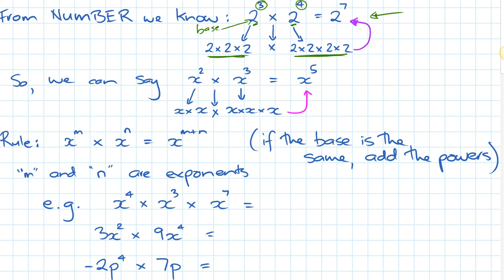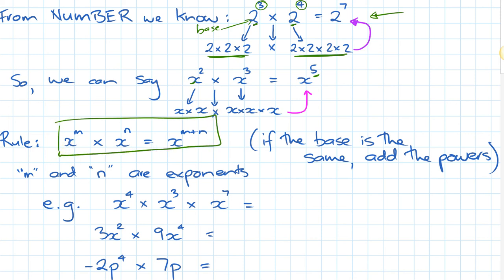We can extend this into algebra. Number really is, algebra is number generalized. So in general, we can say that if we've got a number x and it's raised to a power and then multiplied by the same number, x in this case because we don't know what that number is, raised to another power, we are adding those powers. So this would be the rule here.